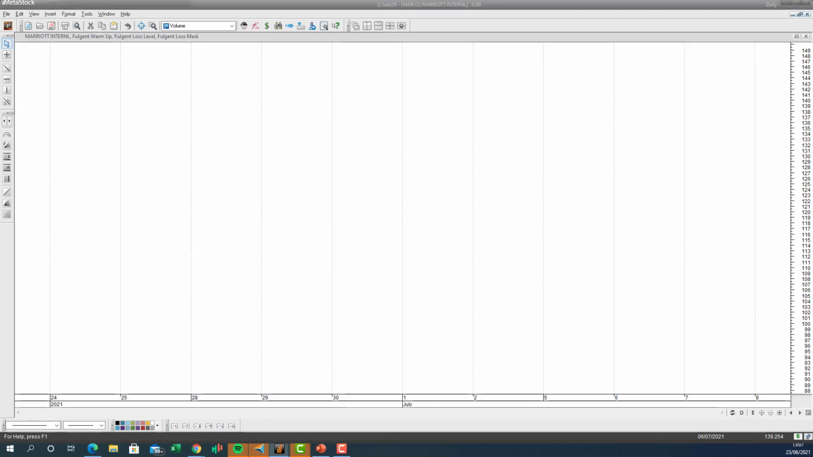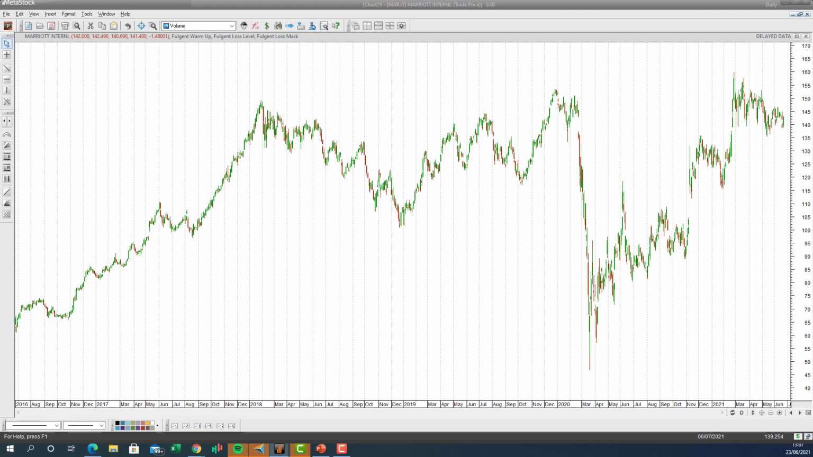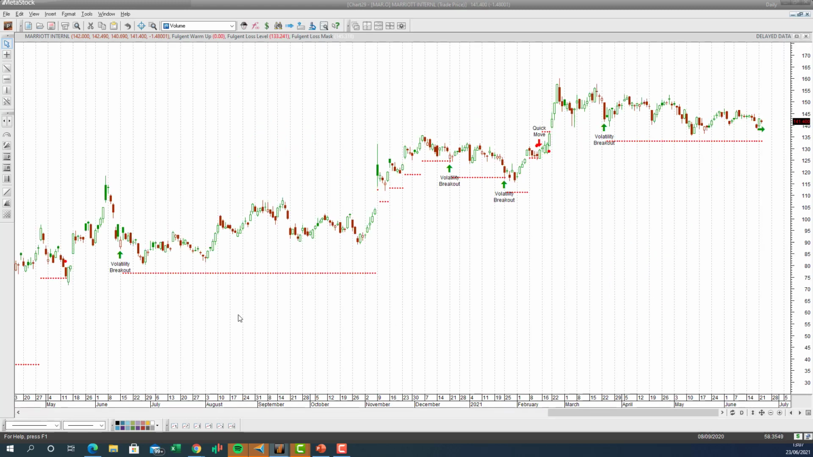Marriott International, 63 bars into a trade. Code 105, the AI, it's a volatility breakout once again. Nice steady move, sideways moving, breakout, sideways moving, breakout. So this one is just slow and steady as you go.